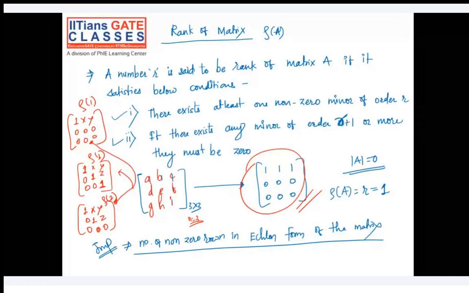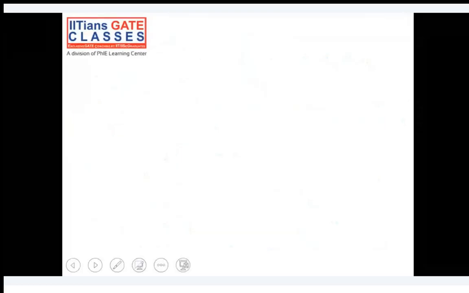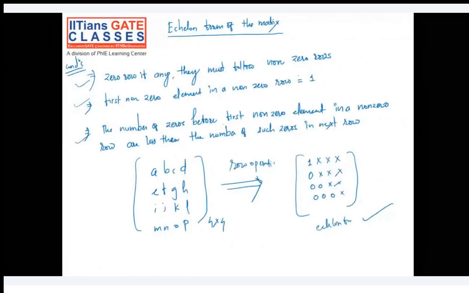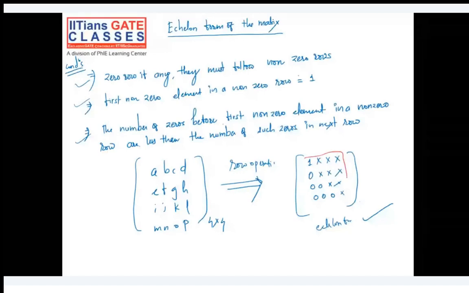A B C D, E F G H, I J K L, and what we have to do is, generally, we perform row operations and try to convert this matrix into the echelon form. Echelon form is like an upper triangular matrix. The x terms can be 0, can be non-zero. We don't know; depending on the question, it will be different.